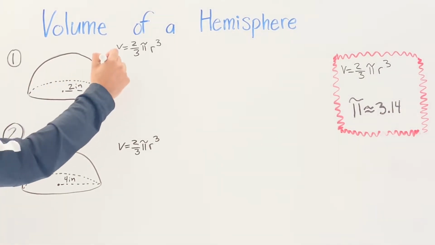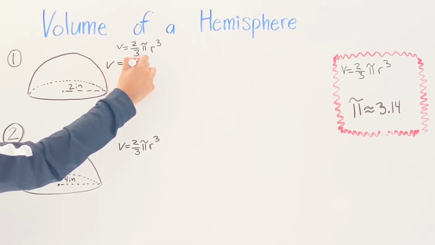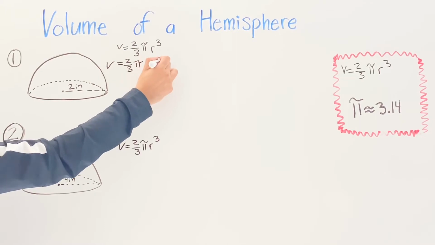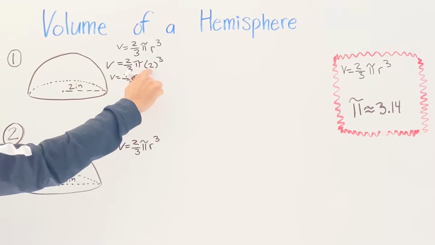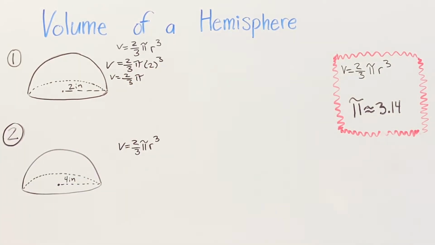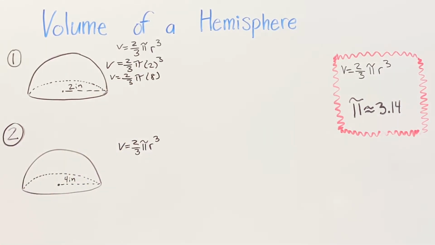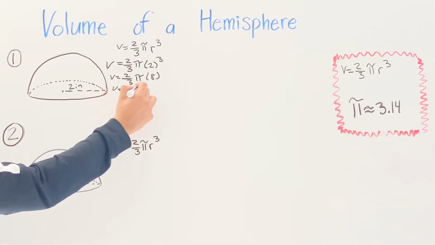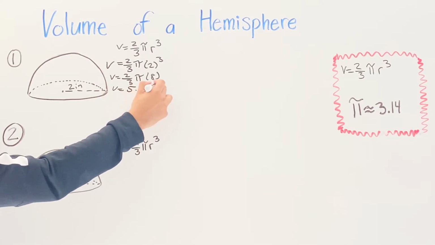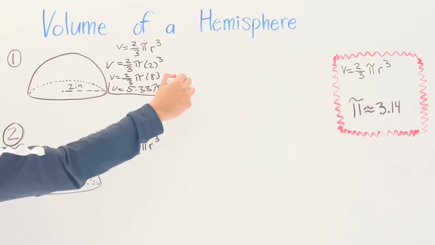So we're going to start, V equals 2/3 pi 2 to the third. V equals 2/3 pi, and 2 to the third power is going to be 8. So we're going to multiply now. 8 times 2 divided by 3, which is going to give us 5.33 pi inches cubed, because we're looking for the volume.